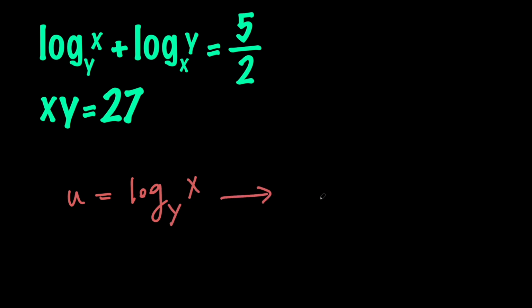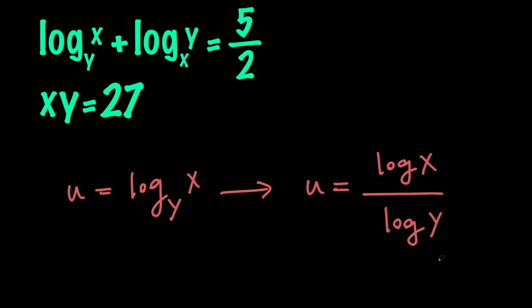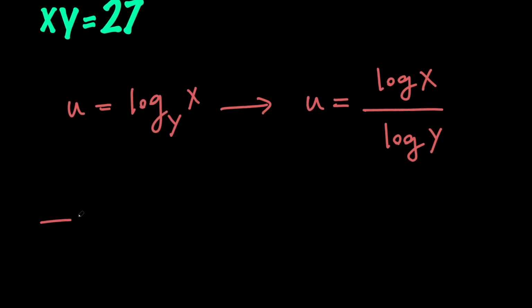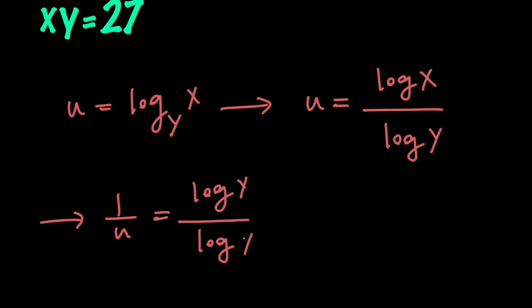Next, let's apply the change of base formula on the right-hand side. So we're going to have u equals log x divided by log y. Next, let's flip both sides to get 1 over u equals log y divided by log x. And then, if we apply the change of base formula backwards, we're going to have 1 over u equals log of y with base x.